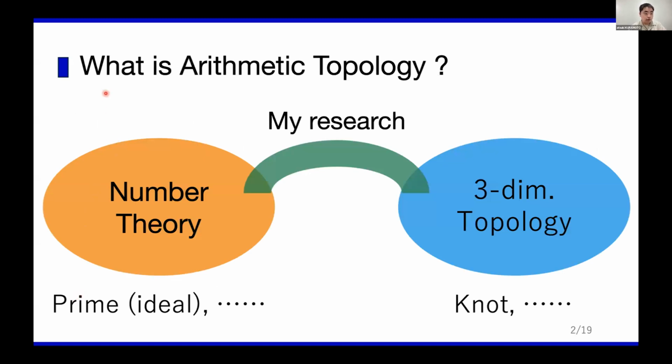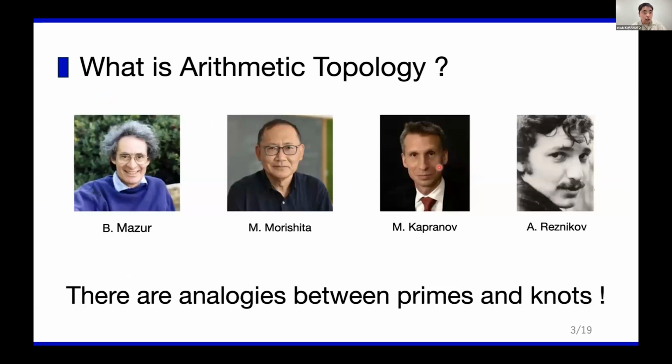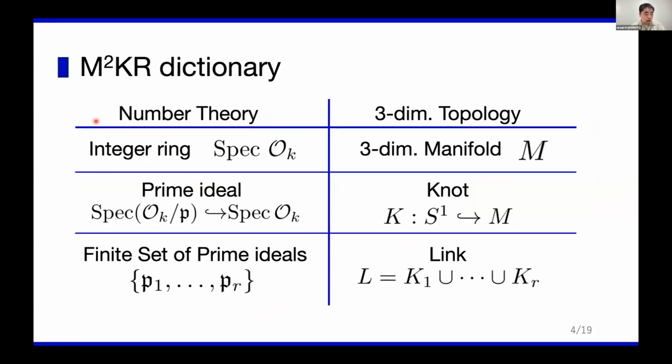First, I will overview arithmetic topology. Arithmetic topology is a field that promotes mutual development based on analogies between number theory and three-dimensional topology. Arithmetic topology was created by Barry Mazur, Masanori Morishita, Mikhail Kapranov, and Alexander Reznikov. Various analogies between number theory and three-dimensional topology have been found so far. Those analogies have been listed as a dictionary called the MKR dictionary.